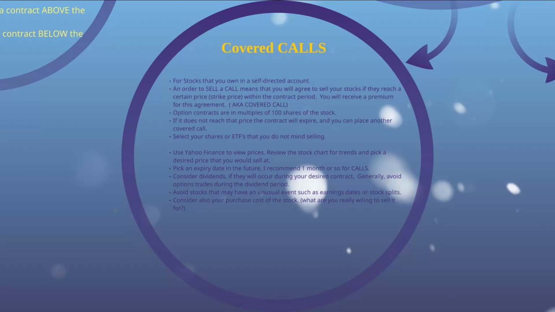Consider dividends. If they occur during your desired contract, generally avoid options trades during that period. Also, if there's any unusual events such as earnings or stock splits, you might want to avoid selling a call. Also, consider, of course, your purchase cost of that stock and ask yourself, what are you really willing to sell it for?